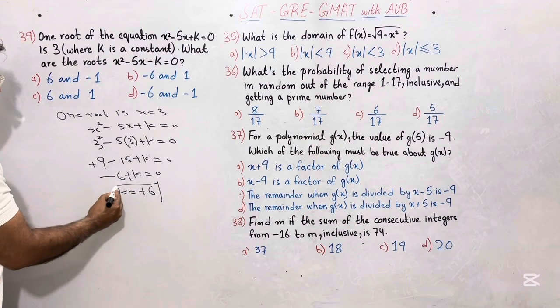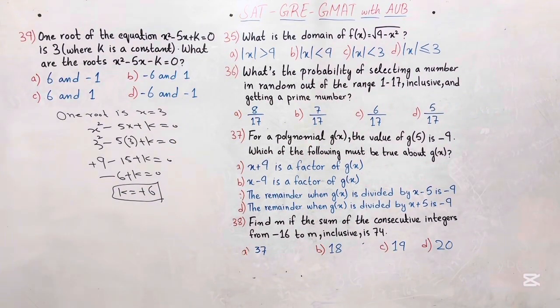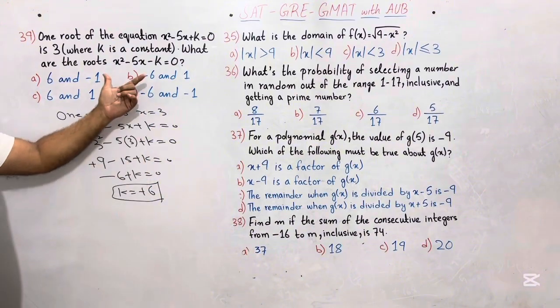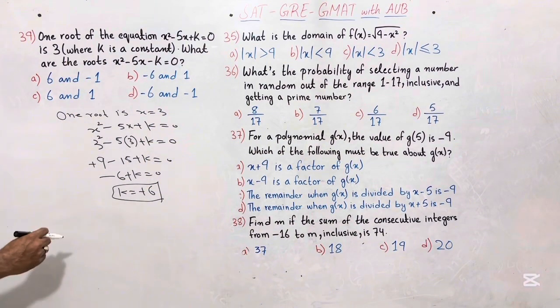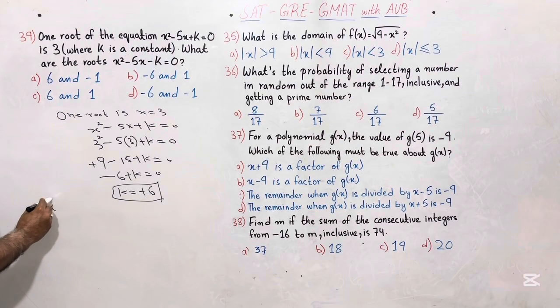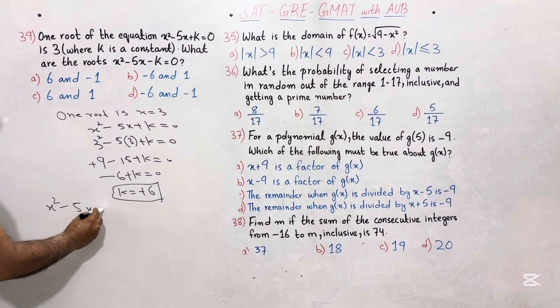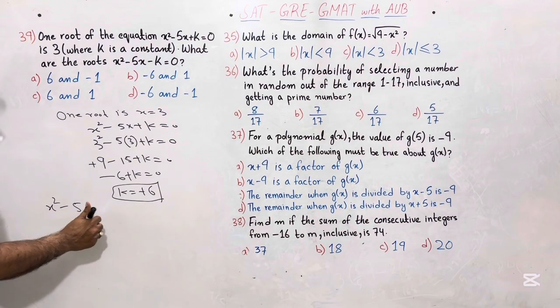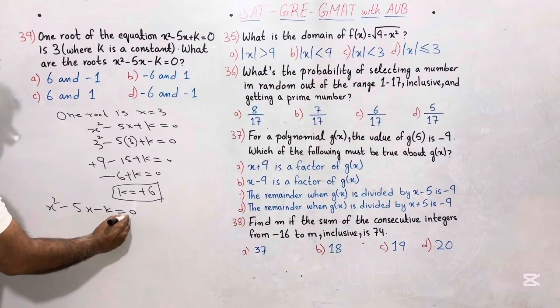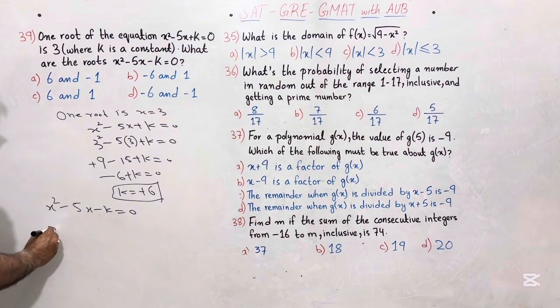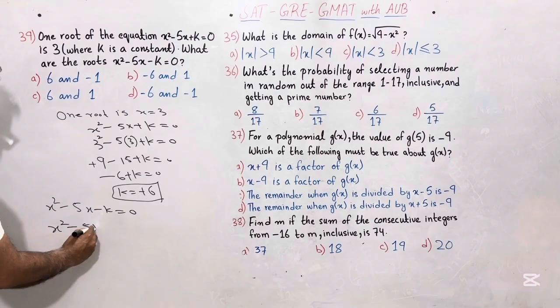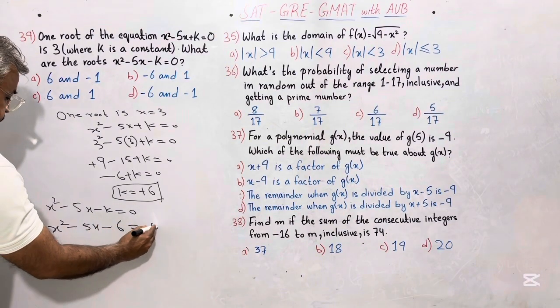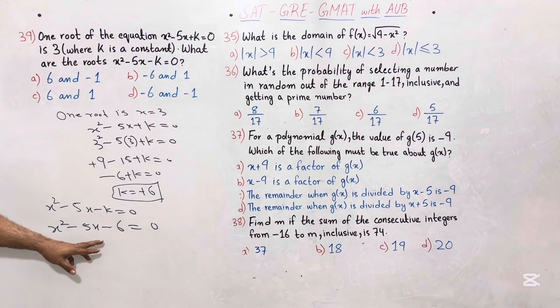positive 6. So, utilizing the first condition, that is one root of the given equation x square minus 5x plus k is 3, we arrived at the value of k. Plug in the value of k here and solve this equation. Now x square minus 5x minus k, there is minus k is equal to 0. Value of k is 6, we have x square minus 5x minus 6 is equal to 0. Still there is a twist in the tail.